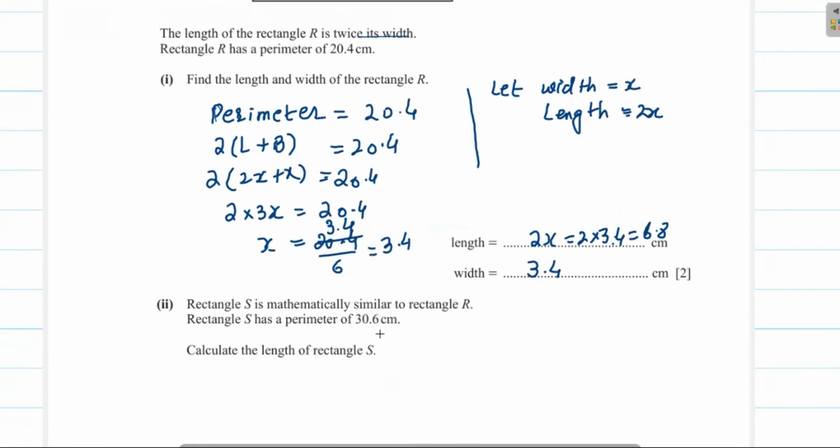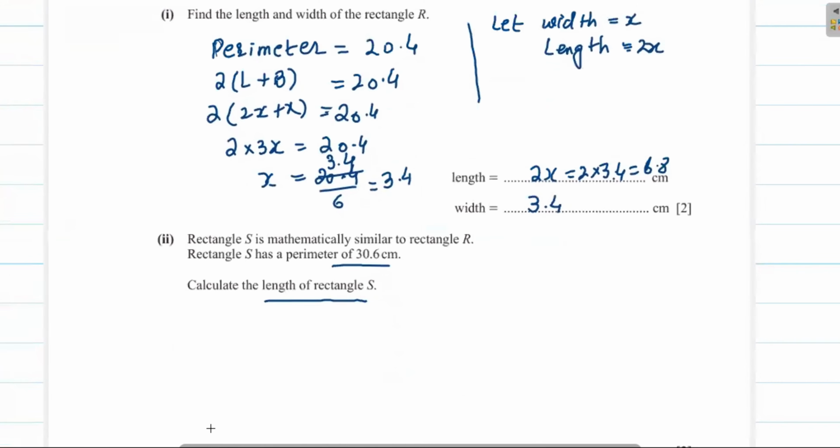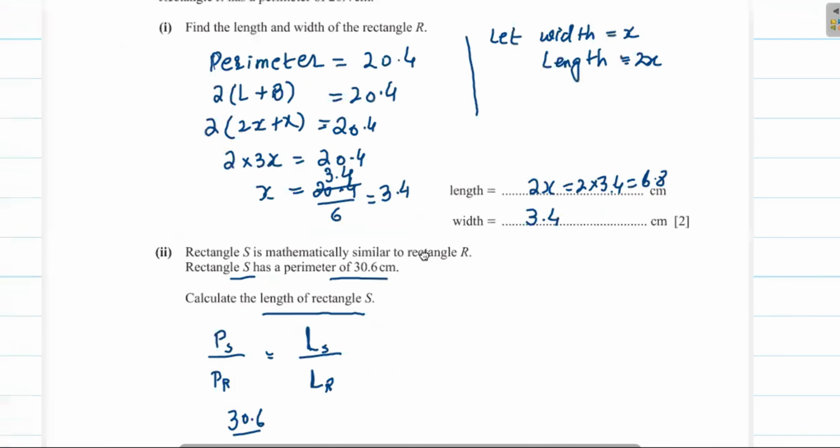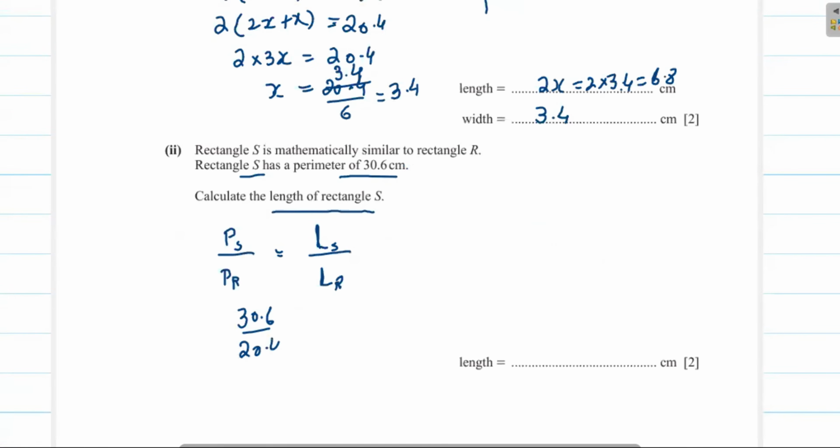And now the next part of this question: rectangle S is mathematically similar to rectangle R. Rectangle S has a perimeter of 30.6. Calculate the length of rectangle S. Now you see here the two shapes are similar. Therefore, the perimeter of S over the perimeter of R will be equal to the length of S over the length of R. Now the perimeter of rectangle S is 30.6 divided by the perimeter of rectangle R, which is 20.4, equal to the length of rectangle S.